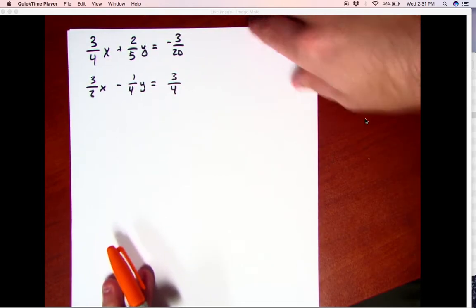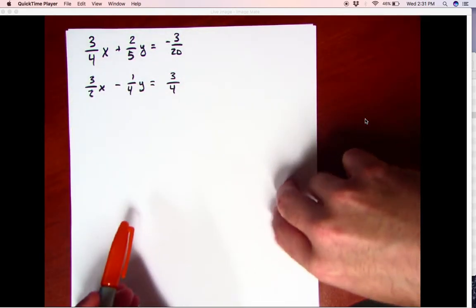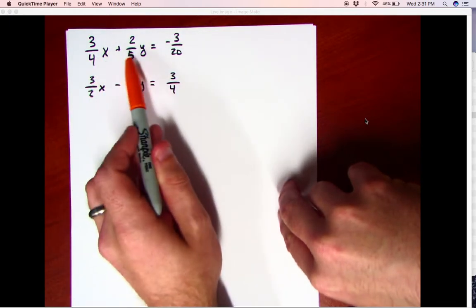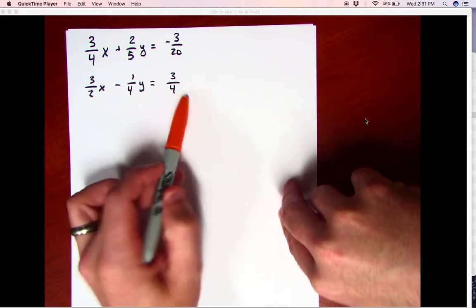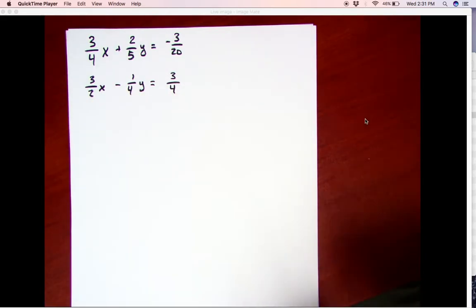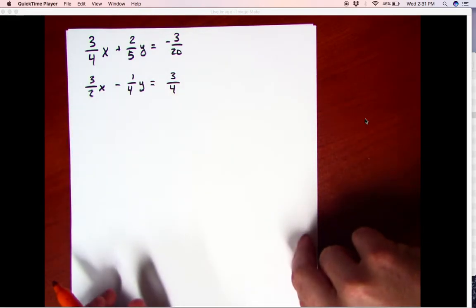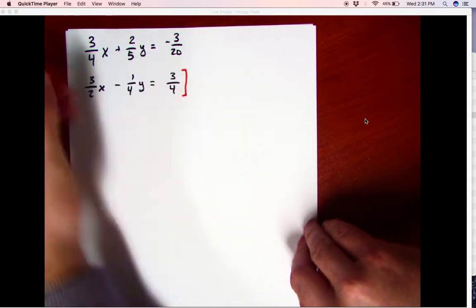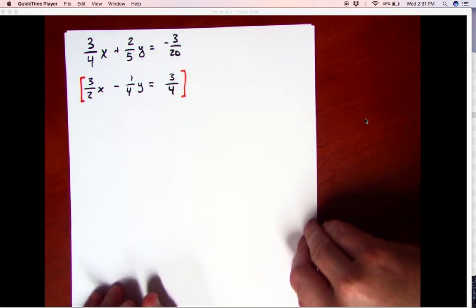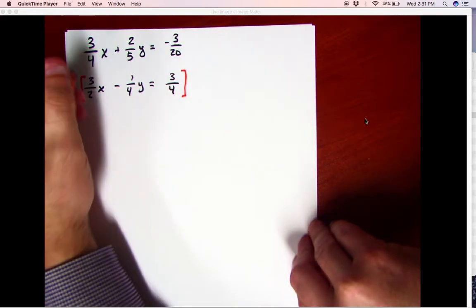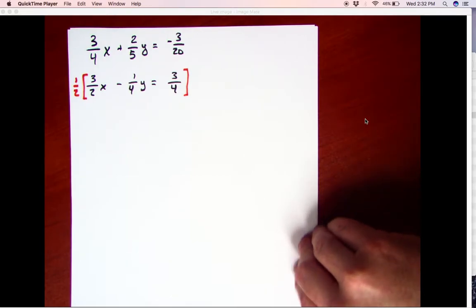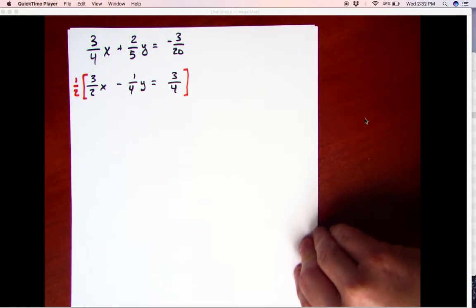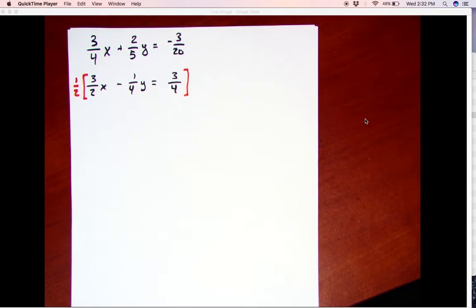So in order for me to rearrange this to where my x values go to 0, first things first, I have 3/4 x plus 2/5 y is equal to negative 3/20, and 3/2 x minus 1/4 y is equal to 3/4. Those are my original equations. So what I'm going to do is take the bottom fraction and multiply that by 1/2. Now, when I multiply the bottom equation by 1/2, let me write out my original equations.